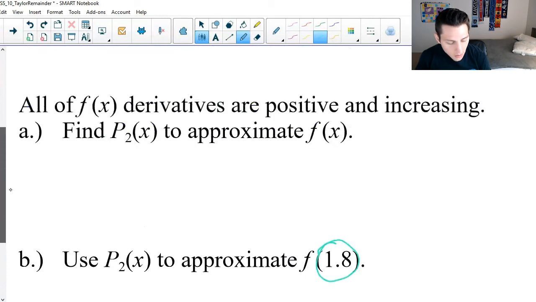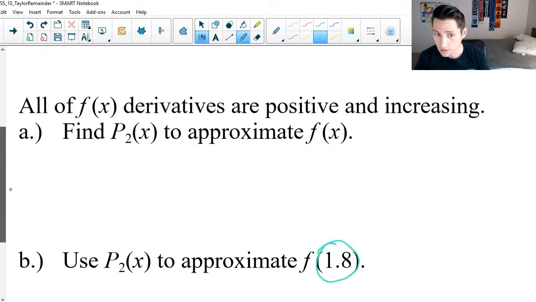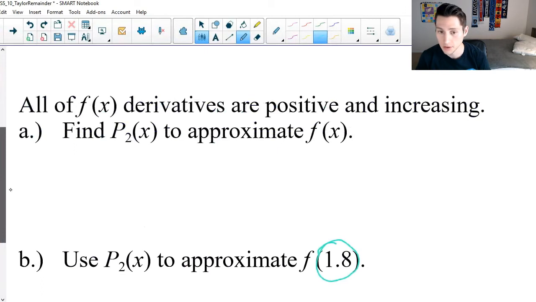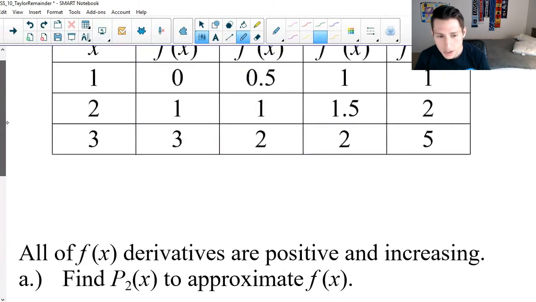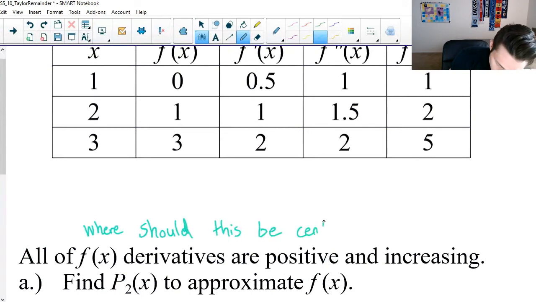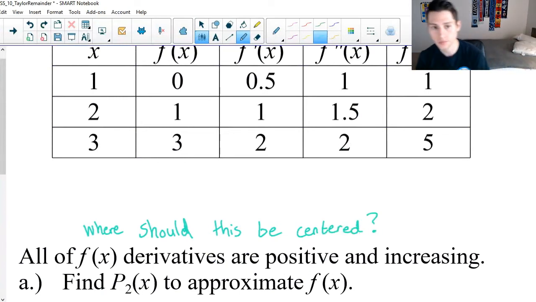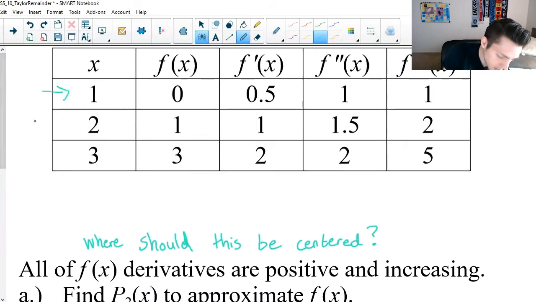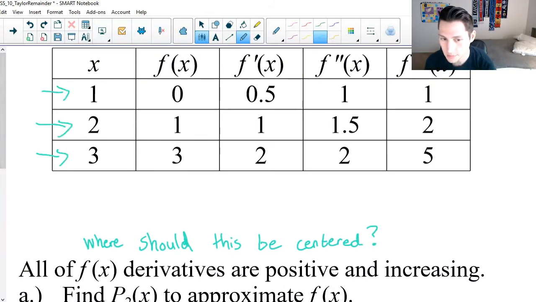So for part A, when it asks me just to find that second degree Taylor polynomial, my question to myself before I start making this is, where should I center this? Because at least as I initially look at this, I have three options. I could center this at 1, I could center this at 2, I could center this at 3.